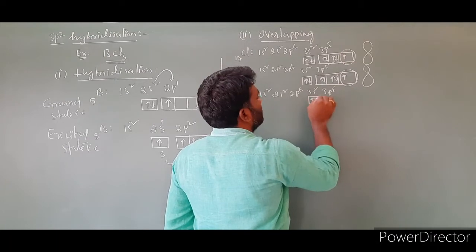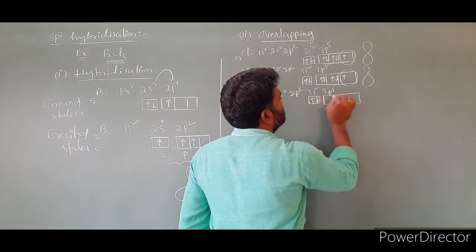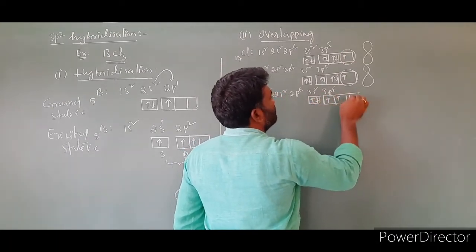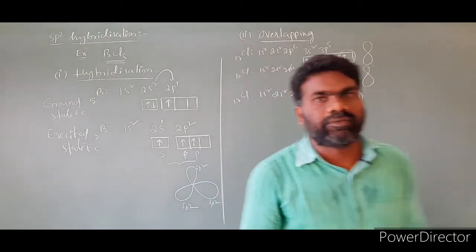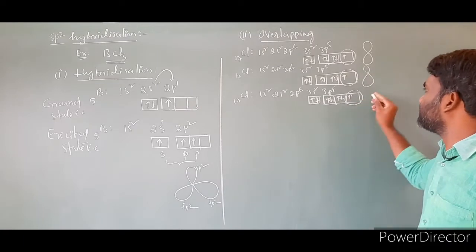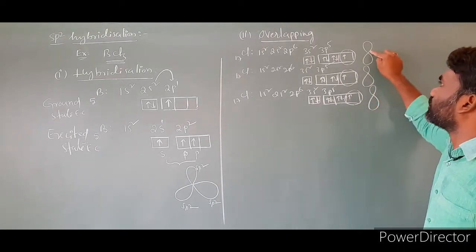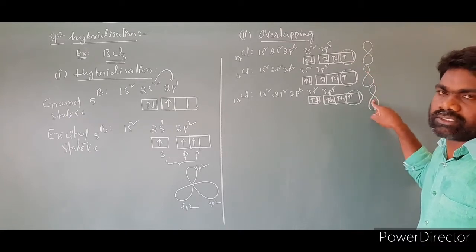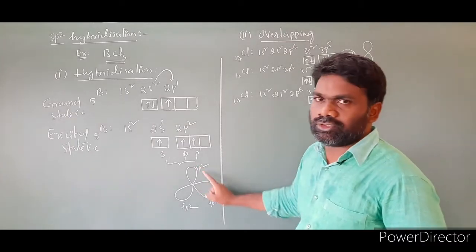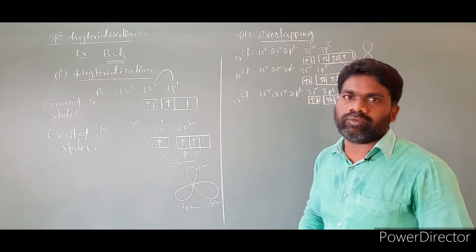For this case also you can write orbital diagrams. 1, 2, 3, 4 and 5. Here one more p orbital is there with a single electron. So one more p orbital is there, one single electron. This is another p orbital. So total p orbitals with single electrons, how many we got? 1, 2, 3 we got. So here how many sp2 hybrid orbitals are there? 1, 2, 3. So all will overlap.